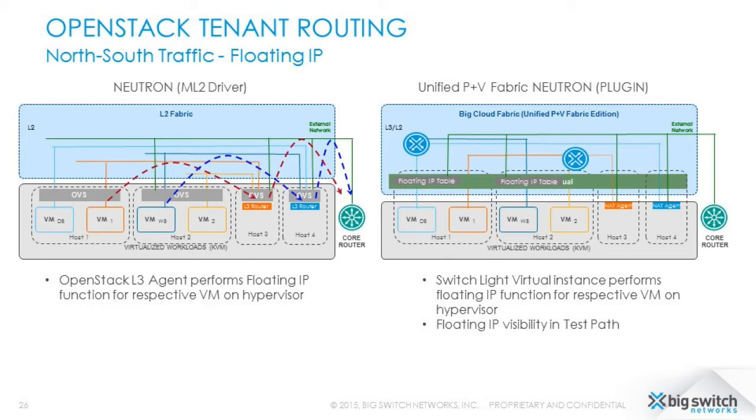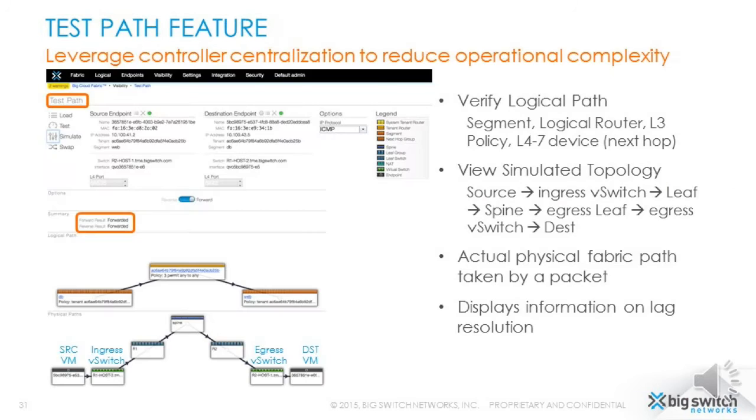In BigCloud Fabric, SwitchLite Virtual has floating IP table. When VMweb in blue tenant wants to talk to outside world, it sends traffic to SwitchLite Virtual sitting on same host. SwitchLite Virtual performs NAT floating IP translation and sends traffic out. Similarly, for VM1 in orange tenant. So in short, BCF P+V solution gracefully handles both east-west and north-south traffic, which in turn helps scale OpenStack deployment solution much better.